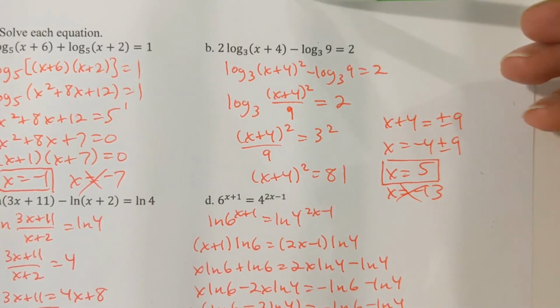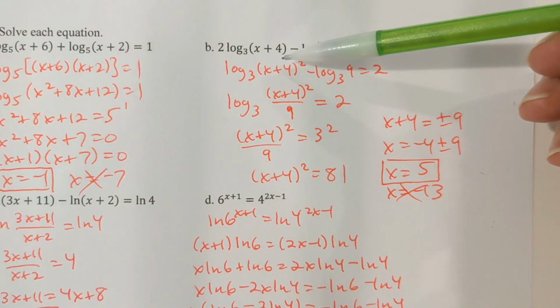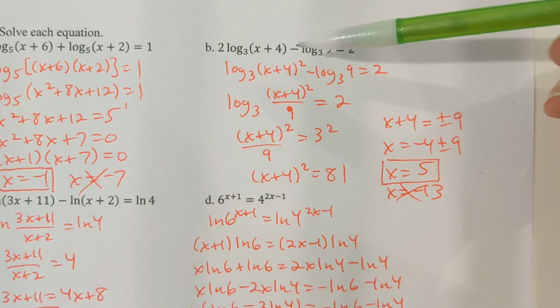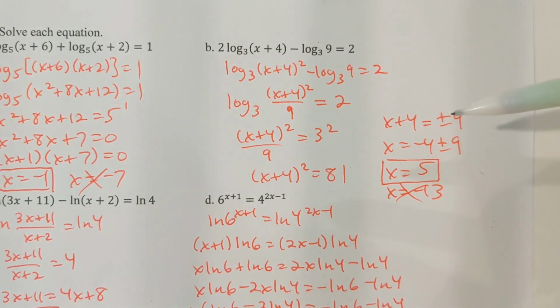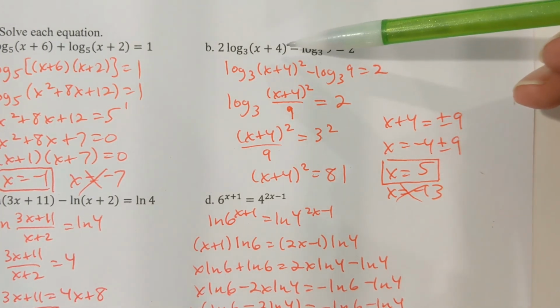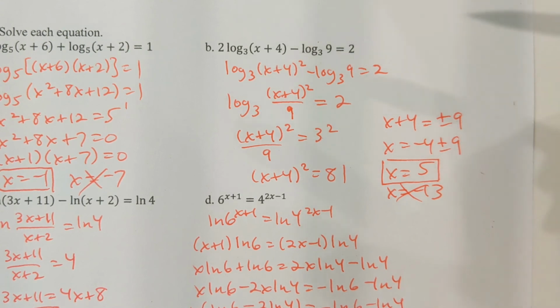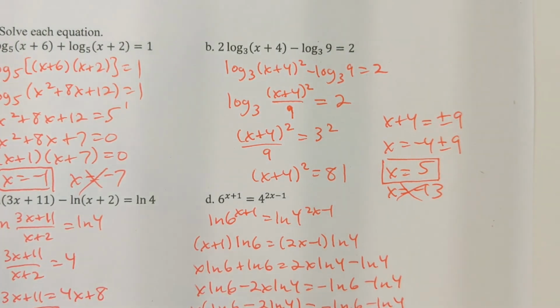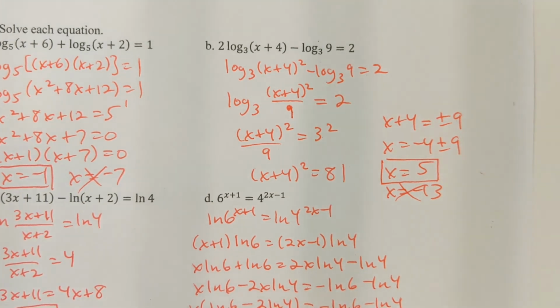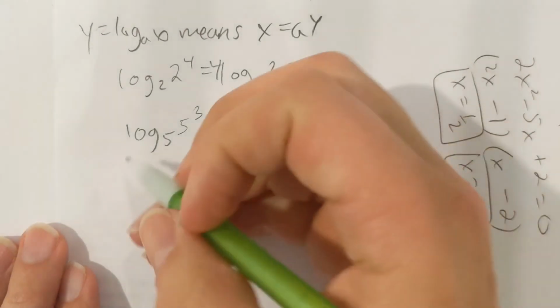Okay, negative 13 is not going to work, right? Because negative 13 plus 4 is negative 9, and you can't take the log of a negative. 5 is going to be okay, since 5 plus 4 is 9, and log base 3 of 9, let's see here, log base 3 of 9 is, I can just do that on this sheet here.